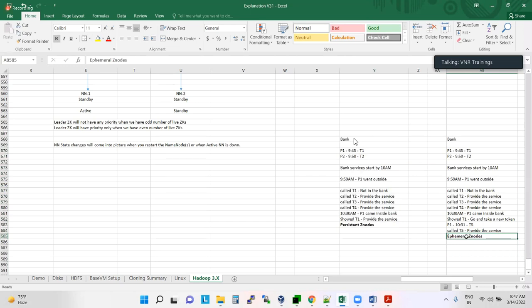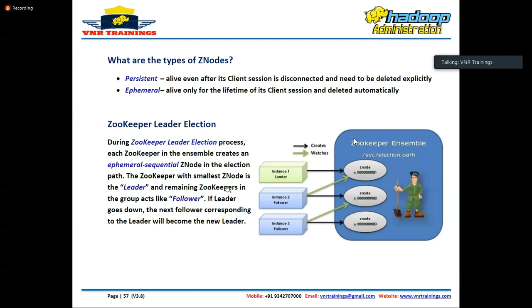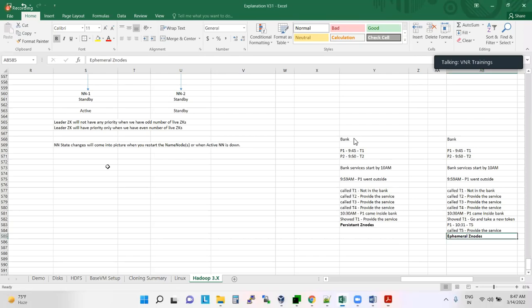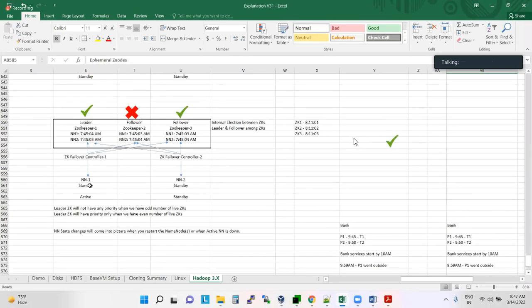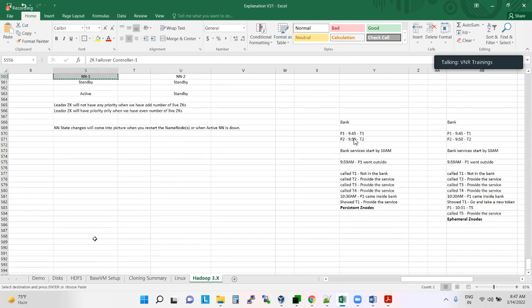In the same way, even Zookeeper prefers ephemeral gnodes. Let us take this scenario. What is a gnode here? Let's say name node 1. You have name node 1 and failover controller 1, and they are sending heartbeat to Zookeeper 1. That's it, heartbeat to Zookeeper 1.